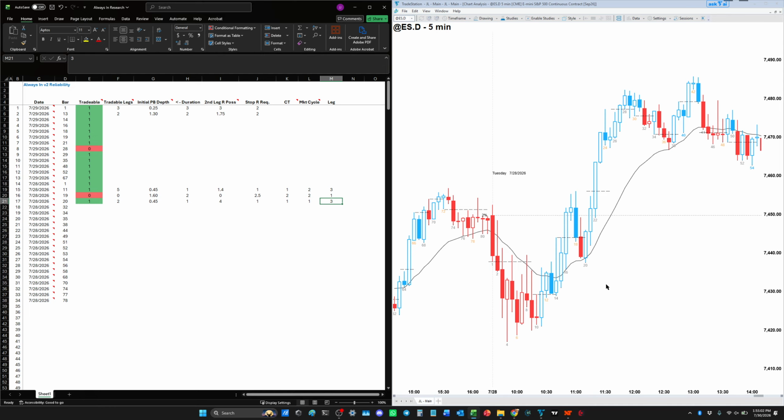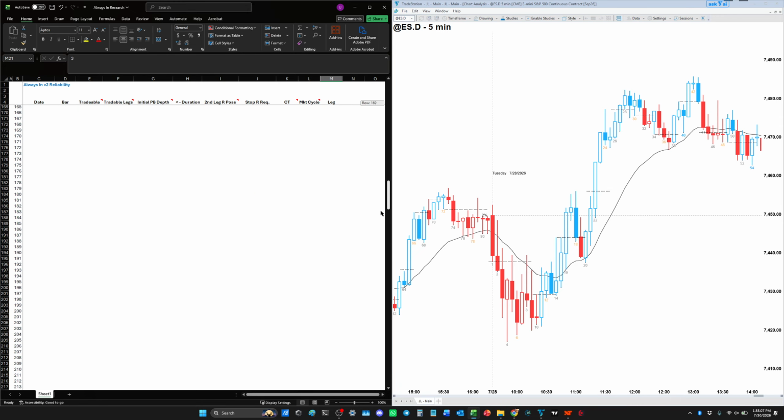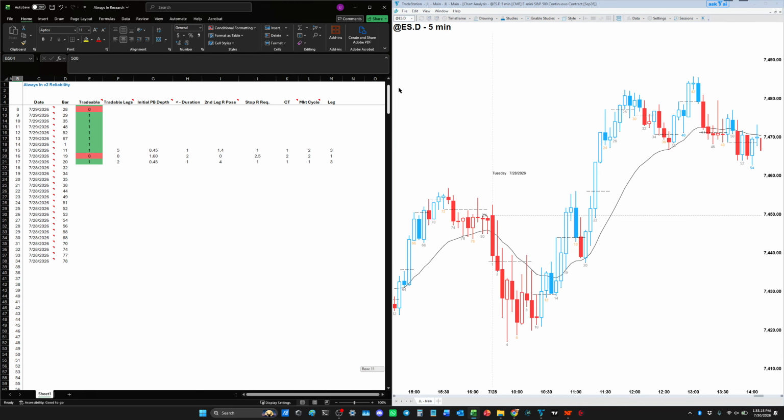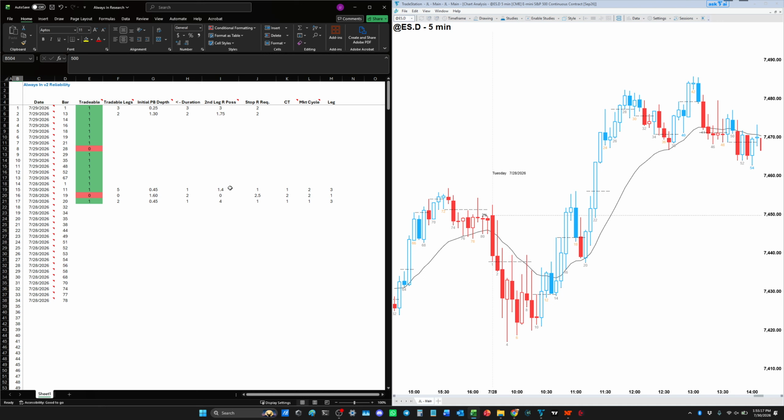And I'm just trying to give you an example of that. And once you have a bunch of examples, I would say do at a minimum 500. Why do we have this here? What's up with that? I would say get at least 500 samples and then just start going through it, filtering out. You want to look at the pullback depth, what kind of stop you needed. And you don't even have to do this part. The pullback, the duration, the second leg, the R required. You don't even have to do that.